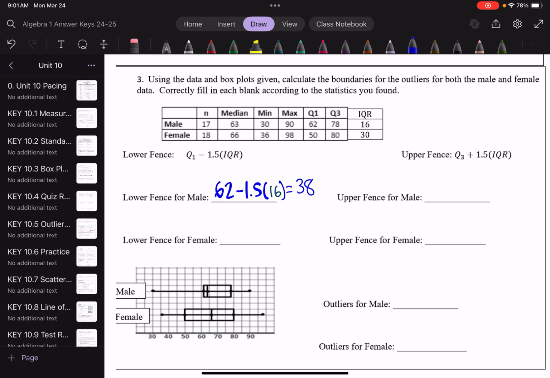I'm going to calculate the upper fence for the males by doing 78, that Q3 value, plus 1.5 times 16. So 78 plus 1.5 times 16 is going to give me 102. Now the lower fence for females. I've got 50 as my Q1 for the females, minus 1.5 multiplied by 30, which is the IQR for the females.